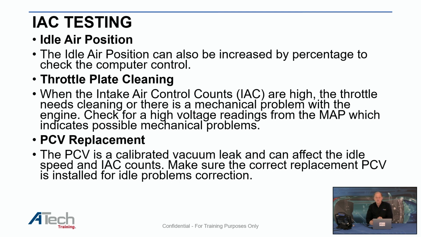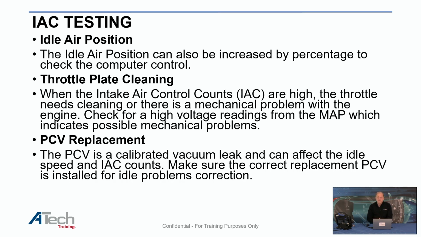That is really critical on the speed density systems because they have a volumetric efficiency chart built into the computer. If that volumetric efficiency chart's there, it thinks everything should be like it is, and we have carbon which affects it. It will affect the ability of the car to run real well going down the road.